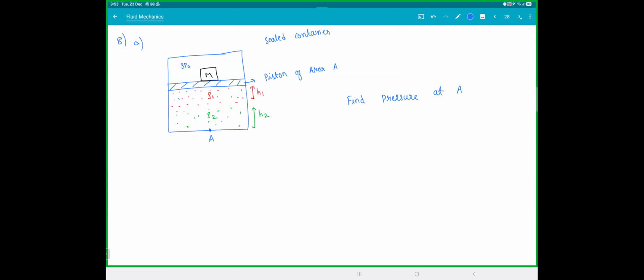Straightforward question. I just mixed up a few things. So you have a container which has a gas at a pressure of 3p0. You have a piston on top of it, you kept a block, and then you have two liquids, and the whole thing is getting compressed. What is the pressure at A?